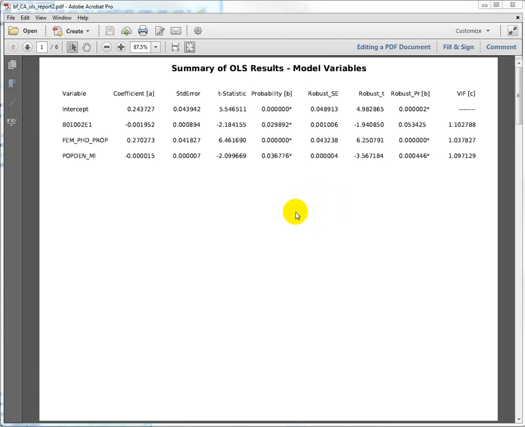Hey there. I wanted to briefly go through how to evaluate these report PDFs that come out of the ordinary least squares tool in ARC. This is for lab 10, where we're dealing with the Bigfoot data relative to census data. This is the PDF that comes out.